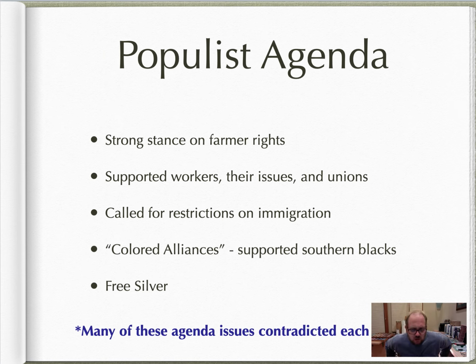So we're going to see this new political agenda come in. This populist agenda was going to be a really strong farmers' rights agenda. It's going to support workers and unions. It's actually going to be an anti-immigrant agenda as well, because the thought is more immigration is going to cause wages to lower. And it's also going to focus on helping and supporting African Americans in the South, which is going to be a problem because that may lose some voters as well.